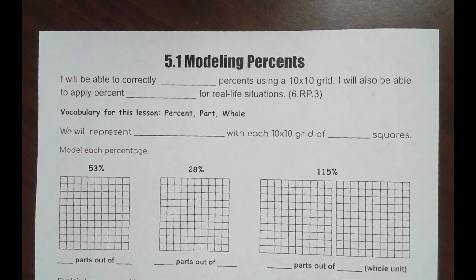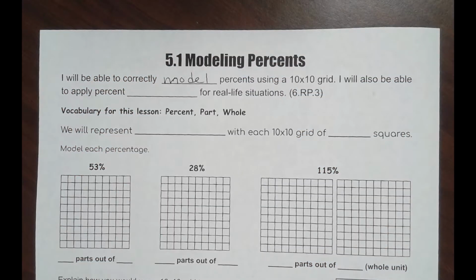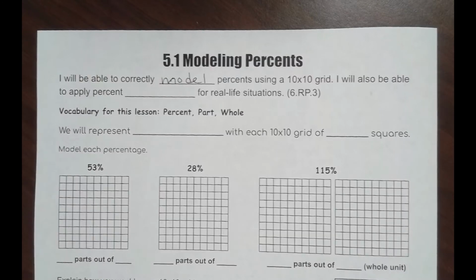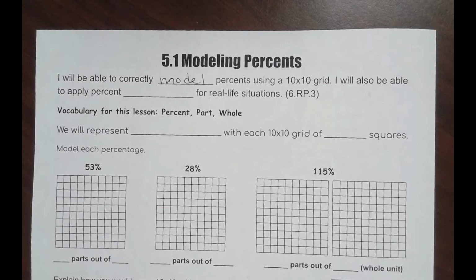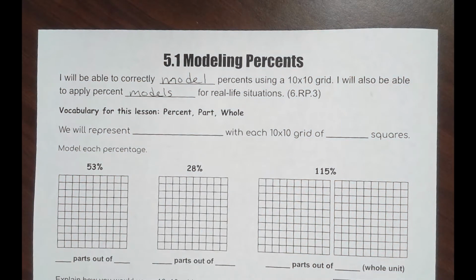Welcome back. This is lesson 5.1, Journal. We are modeling percents. I will be able to correctly model percents on a 10 by 10 grid. I will also be able to apply percent models for real life situations. Okay, we got some vocabulary words for this lesson.